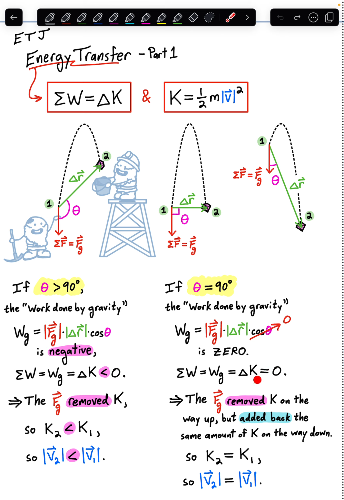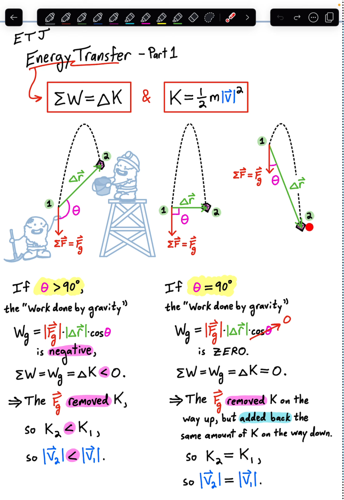Now, that doesn't mean the kinetic energy is 0 at 1 or 2. It means the change is 0. And so it is the same kinetic energy at 1 and at 2. So the force of gravity, here's our interpretation. The force of gravity would have removed kinetic energy on the way up, but then added back the same amount of kinetic energy on the way down. So K final equals K initial, and our final speed equals our initial speed from moment 1 to moment 2.